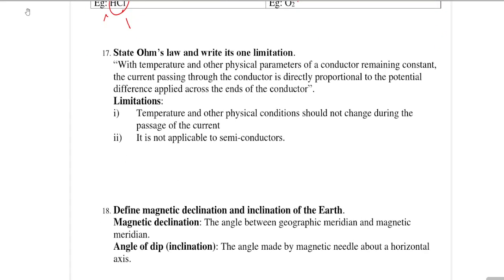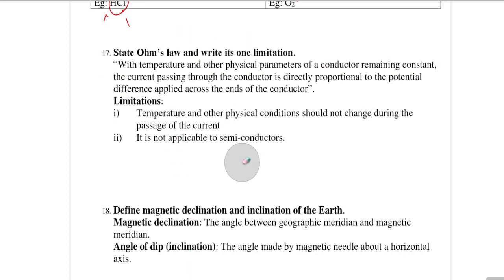17 says state Ohm's law and write its one limitation. This is a very important question. The question could be asked in many ways. Sometimes they may ask you to state and explain Ohm's law itself as a 2-mark question, or the question could be just write limitations of Ohm's law as a 2-mark question. When combined here, we look at it more elaborately.